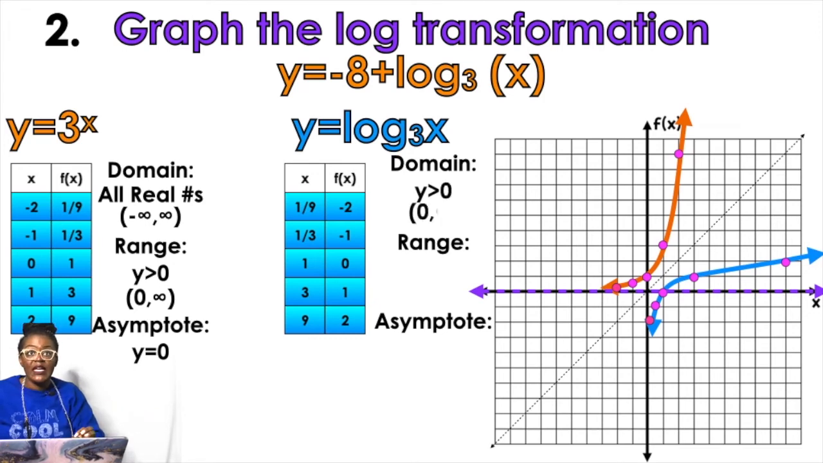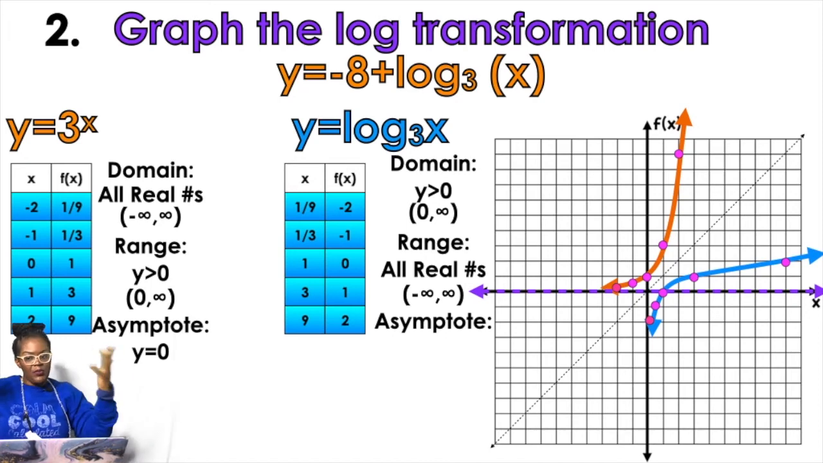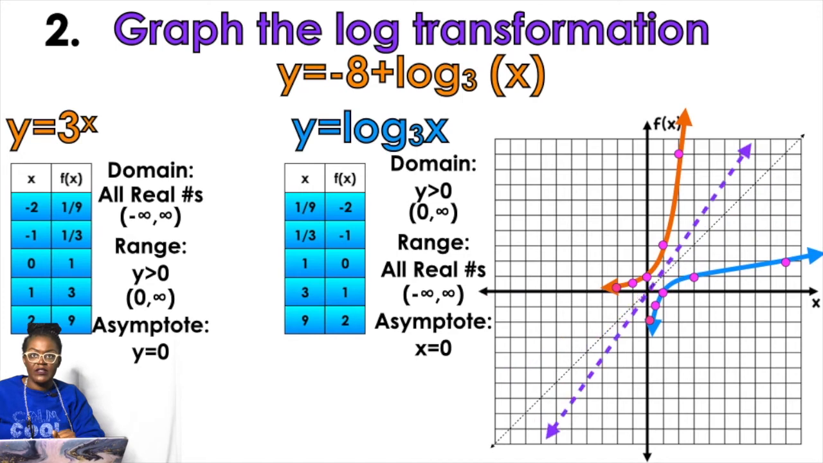My domain and my range are flipped, right? So my range for the exponential was y is greater than zero. Now that's my domain for the log. My domain was all real numbers. Now that's my range for the log. So what's my asymptote gonna be? Come on, people. X equals zero, good. Look at that rotation. This is just smooth with it, smooth with it.